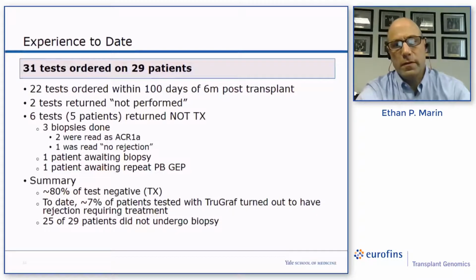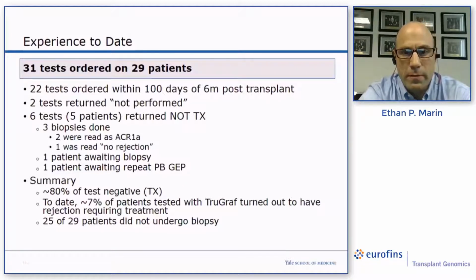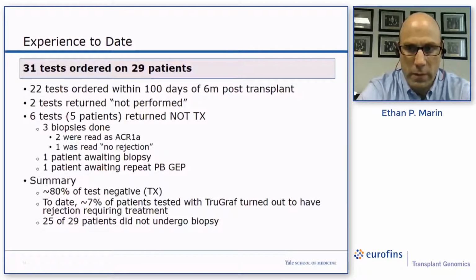All but 6 of the tests that were sent returned as transplant excellence. 6 of them, from 5 different patients, however, came back as not TX. Amongst those 5 patients, 3 have been biopsied at this point, and 2 of the 3 biopsies actually returned as a 1A rejection. So in 2/3 of our positive tests where we've been able to do a biopsy, we actually did diagnose rejection in patients who otherwise appeared to be doing well.